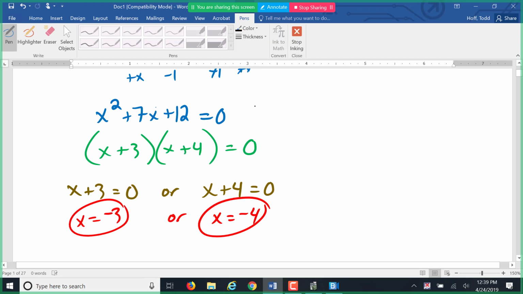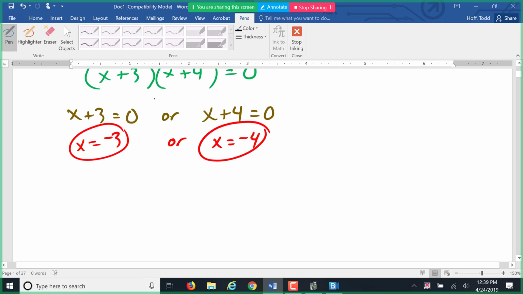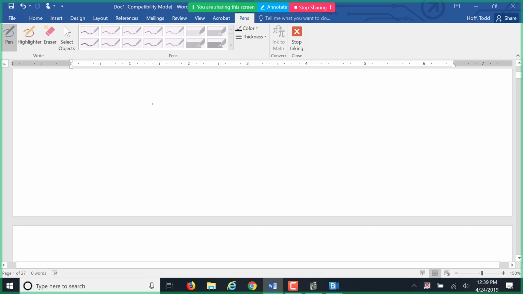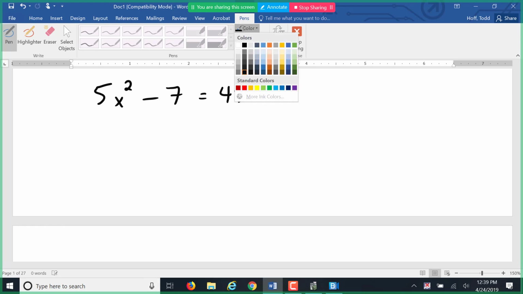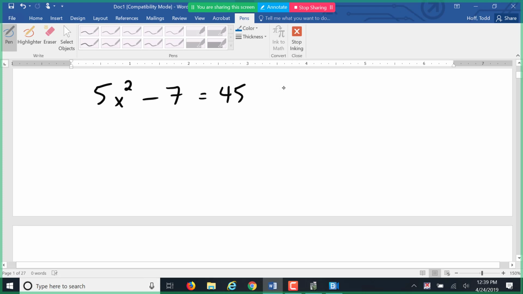But what if this didn't factor so well? How can we force it? Well, there were other methods that we did use to solve quadratics that were in a slightly simpler form. If I simply had something like 5x squared minus 7 equals 45, I would have to add 7.